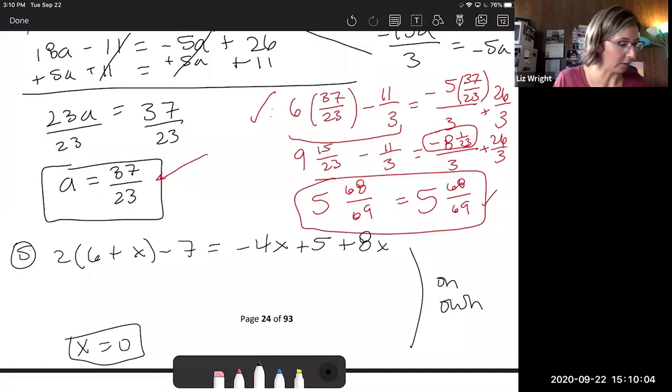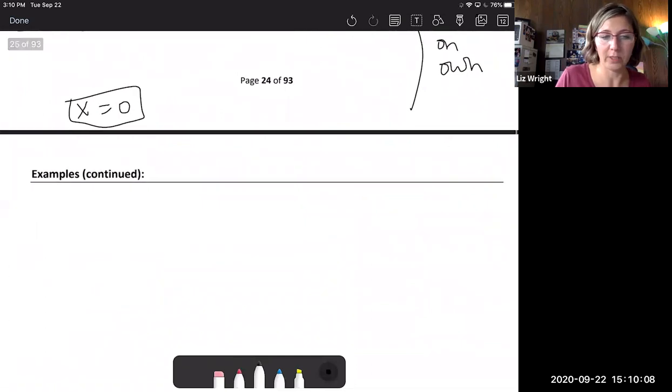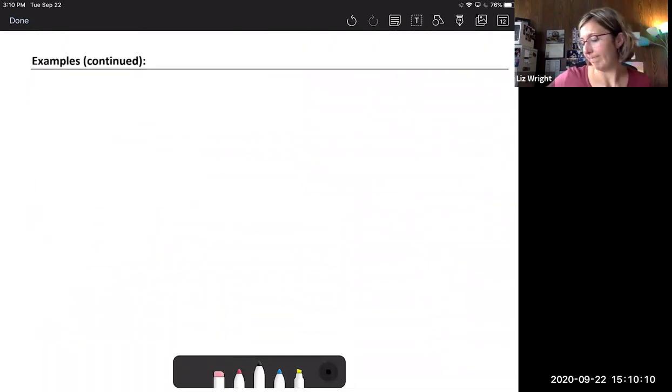Then we're going to do some more examples. I know you didn't think there could possibly be more solving multi-step equation examples, but there are. There's quite a few more actually. Be pumped about that. All right, number 6.